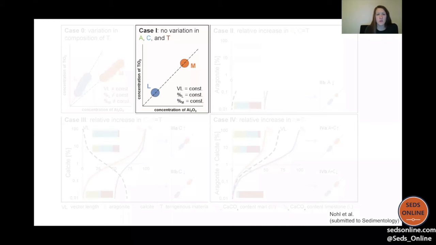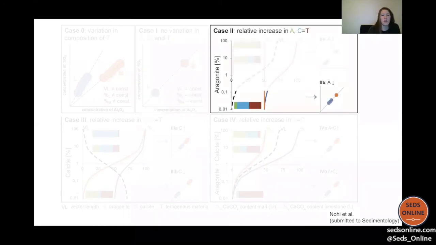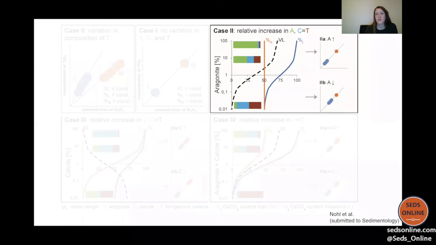And just as an example, in this case, we have no variation, and therefore the vector length would be constant, the carbonate content in the limestone would be constant, and the carbonate content in the marl would be constant. And in this example, where aragonite varies, we would see the vector length is low, the carbonate content in the limestone is low, and the carbonate content in the marl would not vary, since the portion of calcite is not affected. If we increase the portion of aragonite in the precursor sediment, the vector length increases and the carbonate content in the limestone increases, but the carbonate content in the marl still stays the same, as it is left with its original portion of calcite.